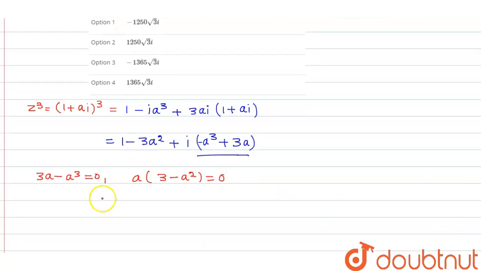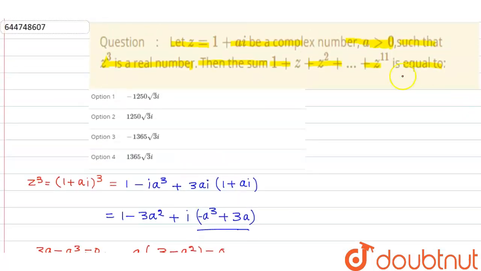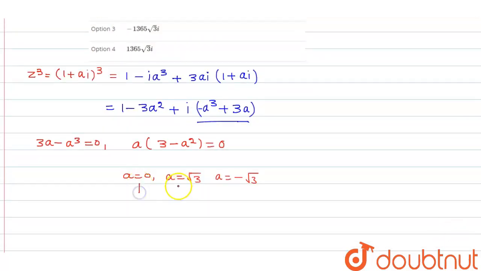So there are 3 roots: a = 0, a = √3, and a = −√3. But there is a condition. In the question, it is saying that a > 0. That means these two values will be cancelled out, so only one value is left: a = √3.